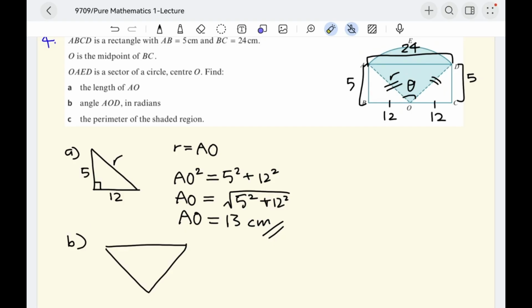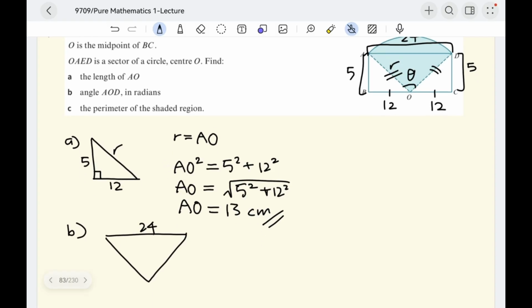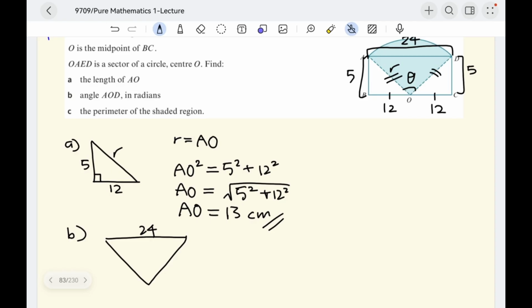Alright, where this isosceles triangle is bounded by two radii and a chord inside the sector. So the length of the chord is 24, inscribed inside the sector with the two R's, where the R is the AO, 13, that we have found. And what is theta? Theta is the angle AOD we are looking for. So instead of putting theta, let's change it to the angle of O.